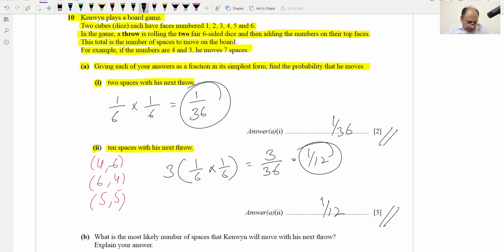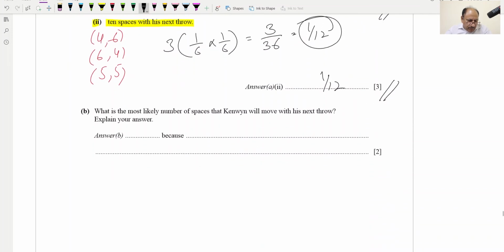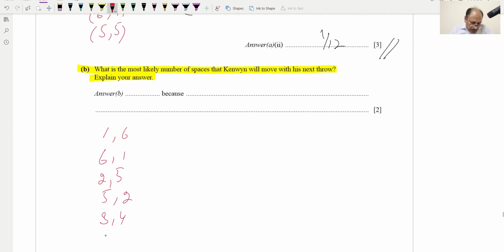Hopefully you understood this. Now for the B part, they are saying what is the most likely number of spaces that Canyon will move with his next throw? Explain your answer. So which throw has the maximum chances? It can be 1 and 6, it can be 6 and 1, and 2 and 5, and 5 and 2 basically, and 3 and 4, and 4 and 3.